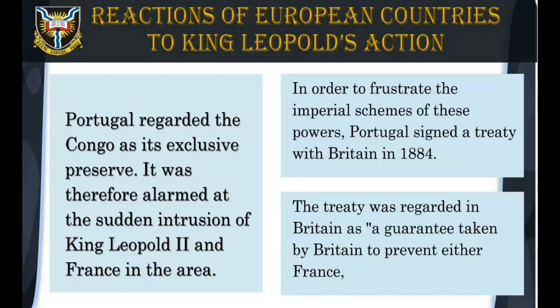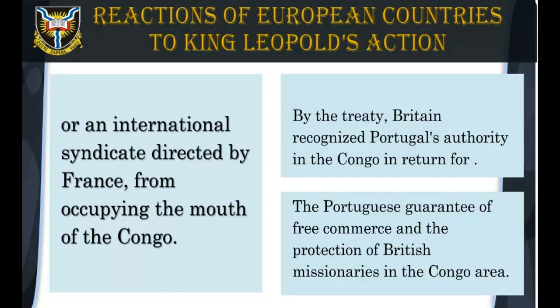In order to frustrate the imperial schemes of these powers, Portugal signed a treaty with Britain in 1884. The treaty was regarded in Britain as a guarantee taken by Britain to prevent either France or an international syndicate directed by France from occupying the mouth of the Congo. By the treaty, Britain recognized Portugal's authority in the Congo in return for the Portuguese guarantee for free commerce and the protection of British missionaries in the Congo area.